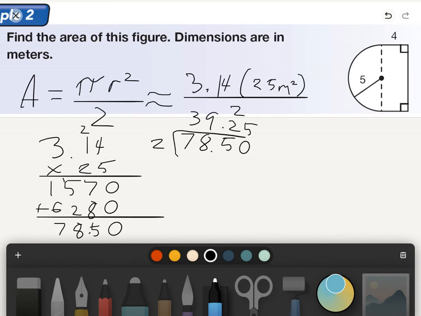Okay, so we get this. The area of the semicircle will be about 39 and 25 hundredths of a meter squared. Okay, so we got that, and then we add that to the other part, which is pretty simple, right? We already knew that this was a value of 10, so just 4 times 10.